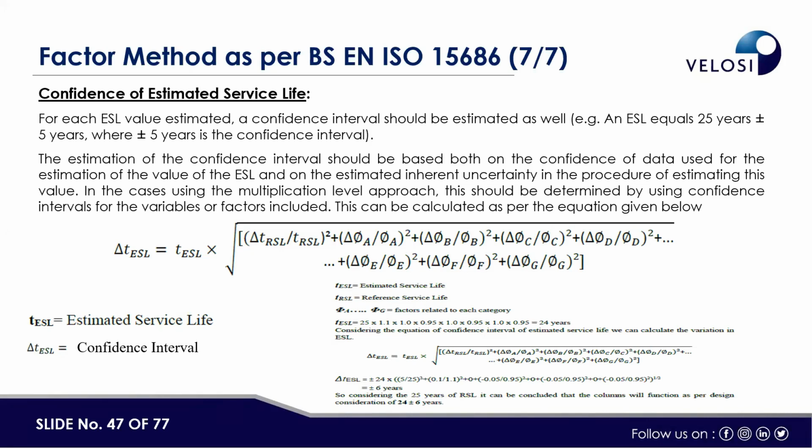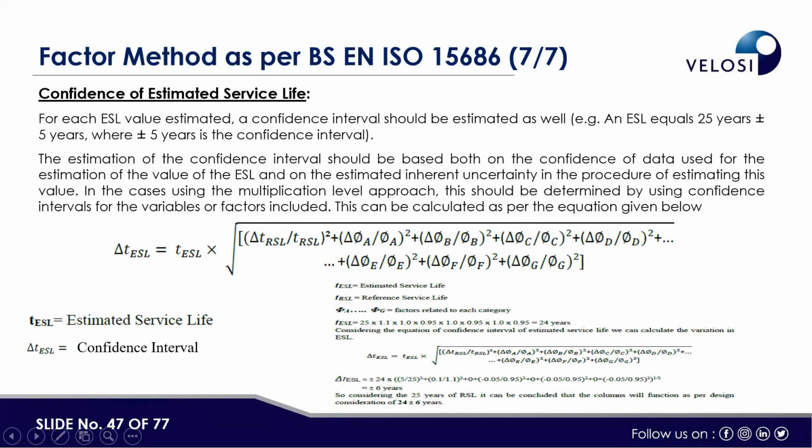Here, delta ESL is the confidence interval, and ESL is the estimated service life. Then we take delta RSL, the confidence interval for the reference service life. Here, if we see, ESL is calculated considering 25 years as the base level, and there are certain factors, 1.1, 1, 0.95. So as an example, we are getting an estimated service life of 25 years.